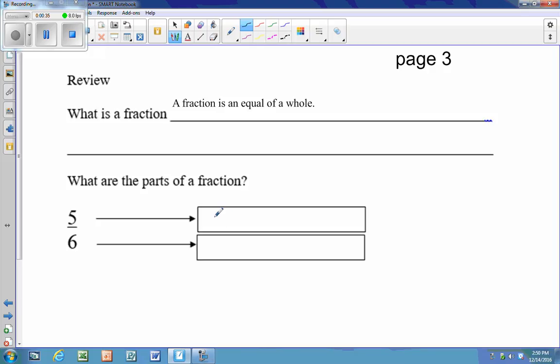So we also have to remember that the top part of a fraction is called the numerator. And the bottom part of a fraction is called the denominator. A way for some people who might get confused to remember it is that the denominator starts with a D and it's down underneath. They both start with D. If you're down, you're the denominator.